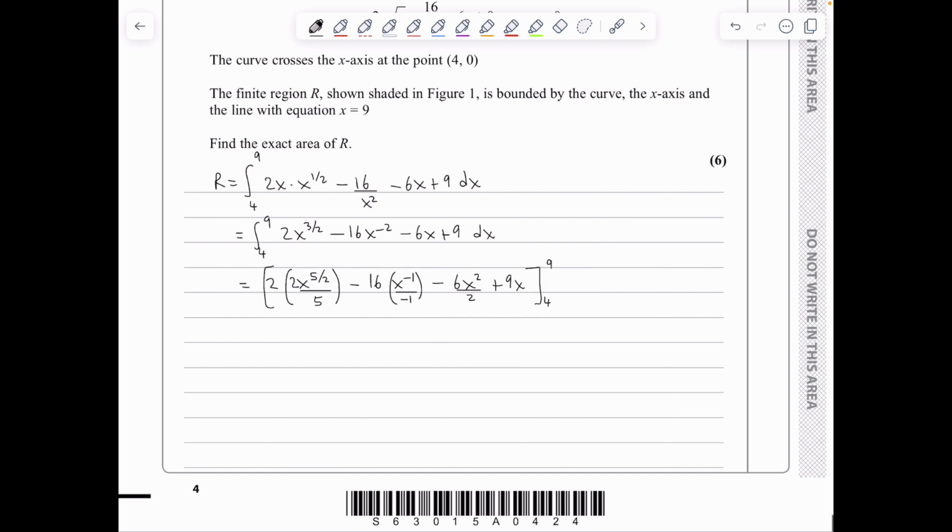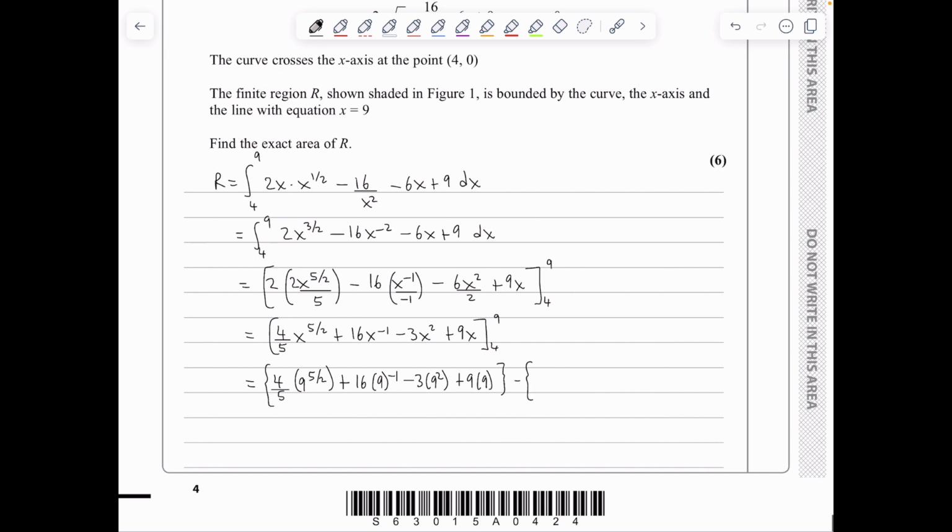Before substituting the limits, I will simplify the expression. So this is 4 over 5 x to the 5 over 2 plus 16x to the minus 1 minus 3x squared plus 9x between 4 and 9. I will substitute the upper limit, leading to 4 over 5 times 9 to the 5 over 2 plus 16 times 9 to the minus 1 minus 3 times 9 squared plus 9 times 9. That's the upper limit substituted.